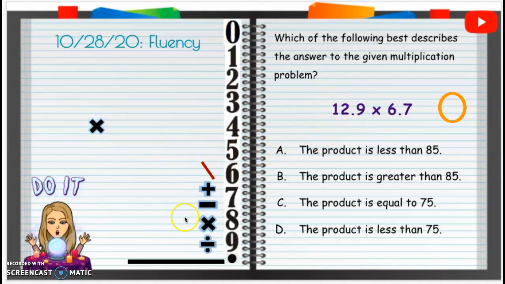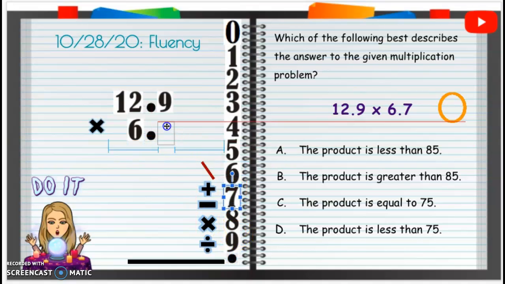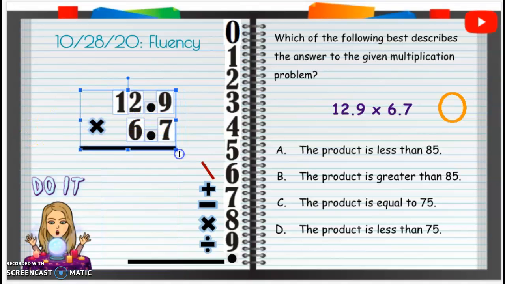All right, when we're lining up when we're multiplying, do we have to line up our decimals? No, we don't. All right, so we have 12 and 9. We're going to ignore the decimals. 12 and 9 tenths times 6 and 7 tenths. In this case, the decimals do line up, which is absolutely fine. Alrighty, so let's go ahead and multiply these through. I am going to move it over just a little bit.